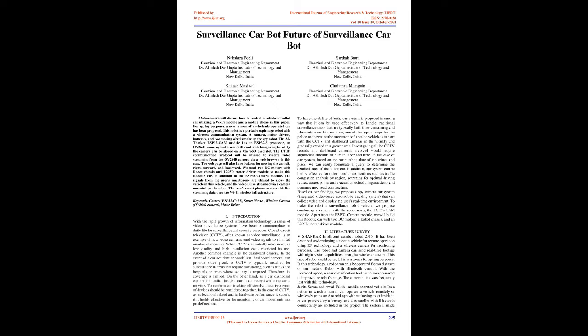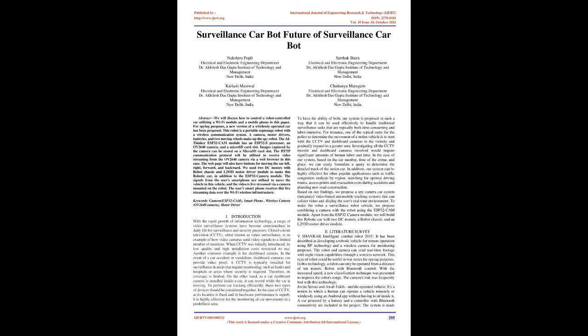This robot is a portable espionage robot with a wireless communication system. A camera, motor drivers, batteries, and 2 moving wheels make up the spy robot. The AI Thinker ESP32-CAM module has an ESP32S processor, an OV2640 camera, and a microSD card slot. Images captured by the camera can be stored on a microSD card slot.